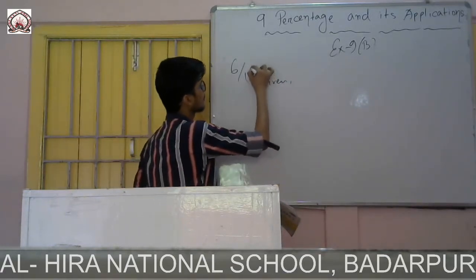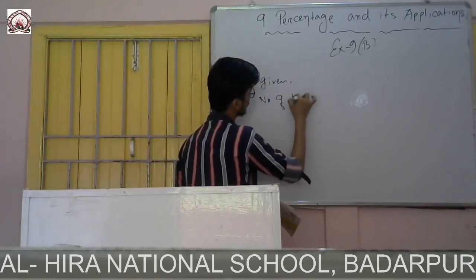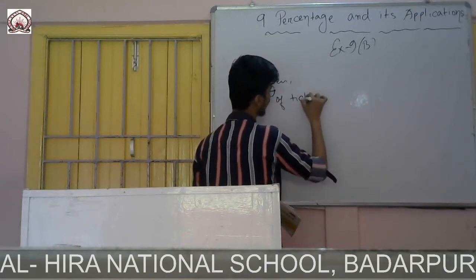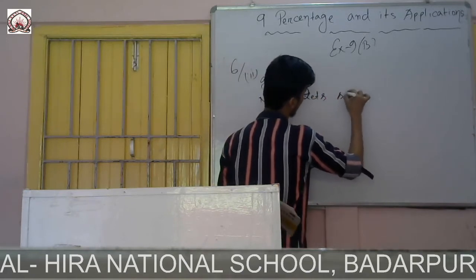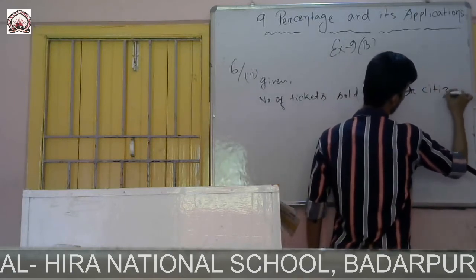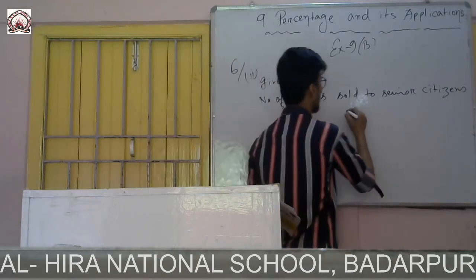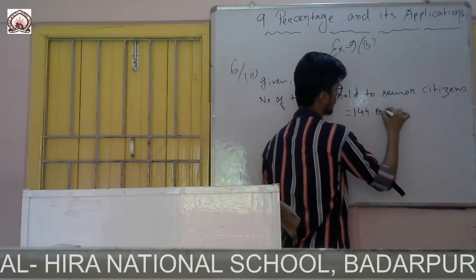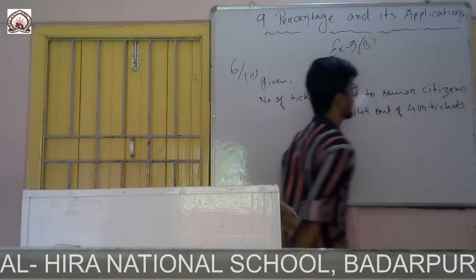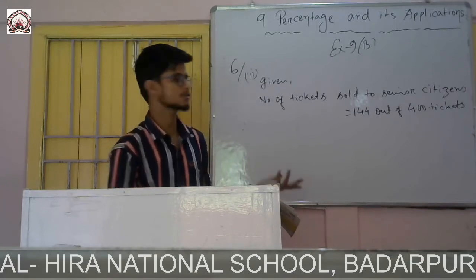Roman number 2. Given: the number of tickets sold to senior citizens is how much? 144 out of 400 tickets. So from there we can find the percentage of tickets sold to senior citizens.